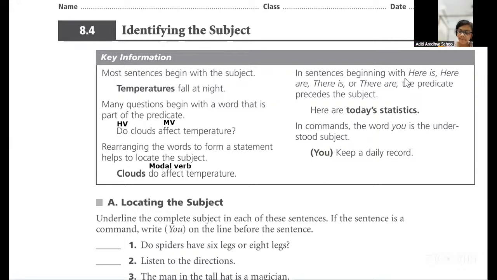If the sentences begin with here, there, etc., then the subject is after that. Here are today's statistics. Here is a copy. What is the subject in this? Copy, not place. यहाँ पे copy है. So here, copy is the subject. So what's the meaning of statistics? Statistics is a science that studies numbers to make a prediction, to make a conclusion.